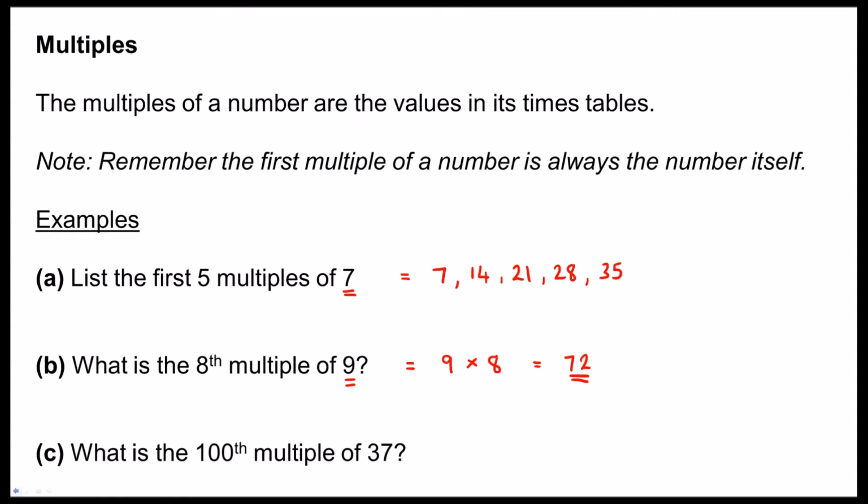So, in a similar fashion, part C says, what is the 100th multiple of 37? Well, if I wanted to work that out, I want 37 times by 100. That would give me 3,700, or 37 with 2 zeros on the end.